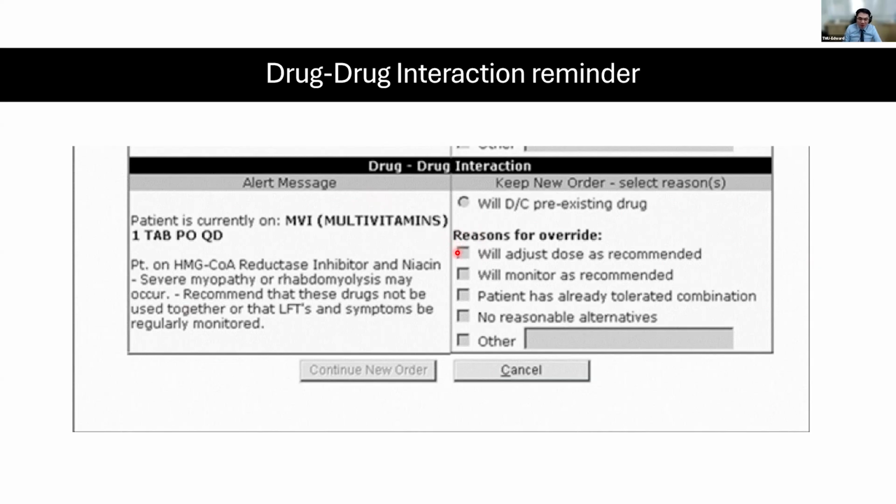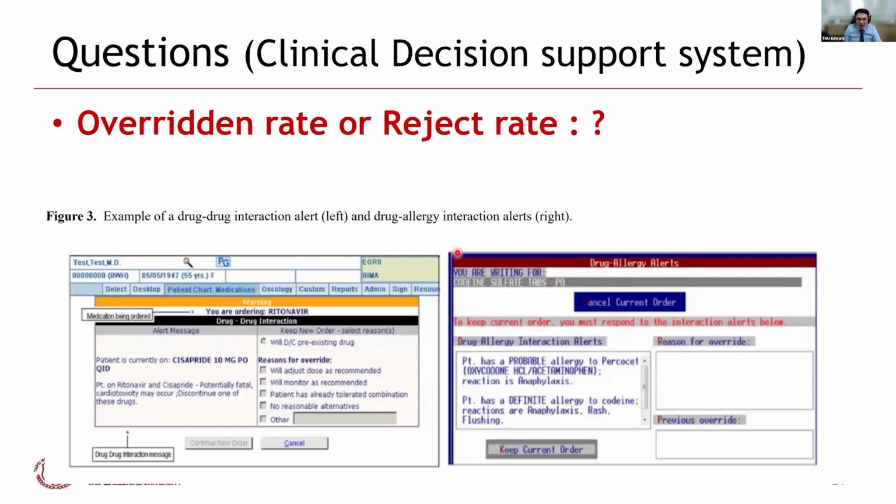It means he will ignore your reminder. So we were talking about what is unmet need. Actually, in AI healthcare, most important of all, we will ask, so what is your question? What is your unmet need for the clinical pharmacist, for the clinical physician? So actually, our question is the overridden rate or reject rate.